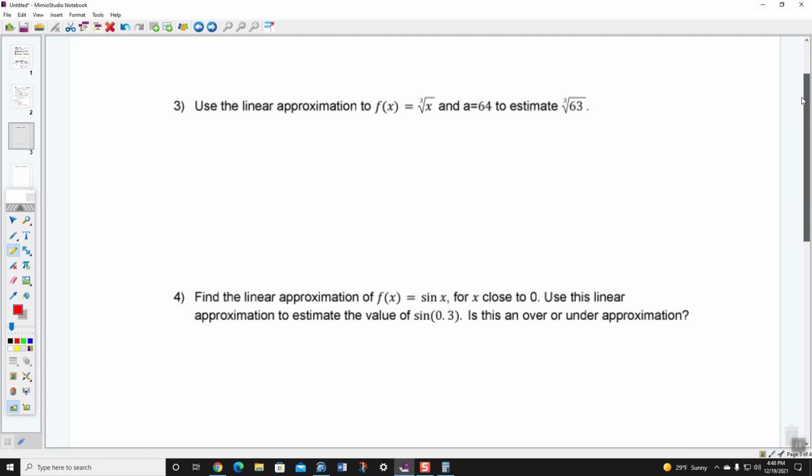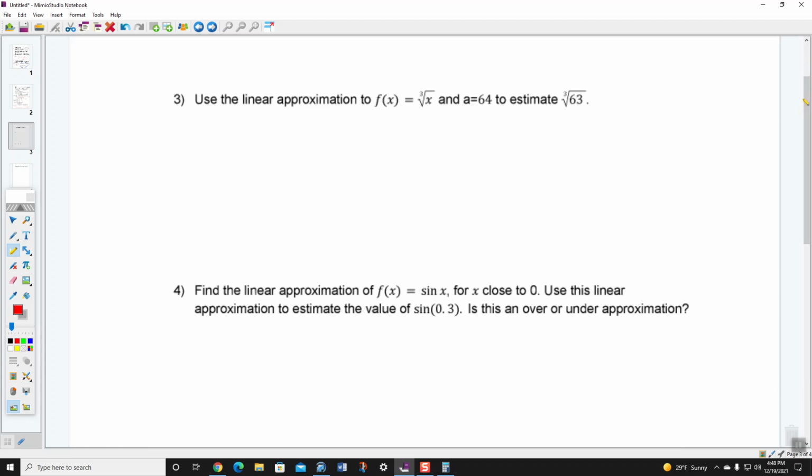So right here, same game right here. This one here is worded a little differently, but it's nothing that's tricky. Okay, could I punch in the cube root of 63? Absolutely I could. Okay, I could absolutely punch that in. All right. And in fact, if I punch that in, we get about 3.97. Okay. All right. So it says use linear approximation to f of x equals cube root of x and a equals 64 to estimate cube root of 63.